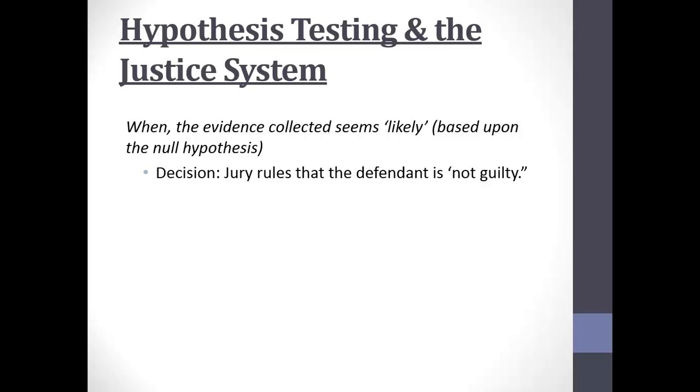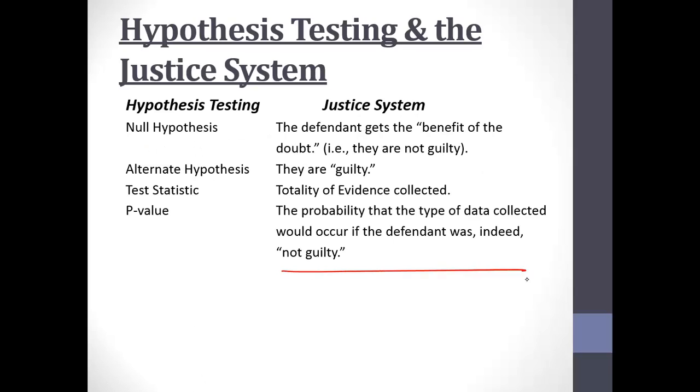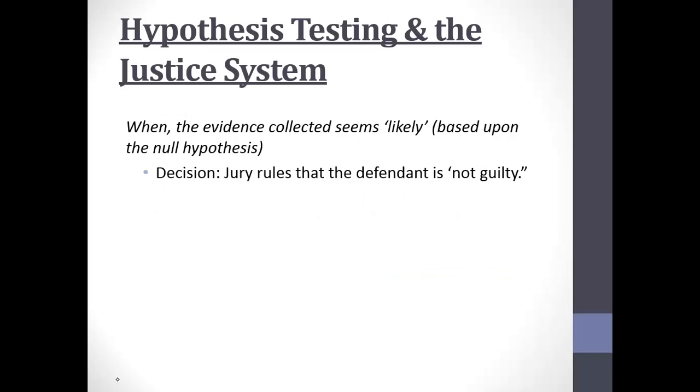So continuing with our analogy here, down here in this last section, thinking about if that evidence is enough to say that they're not guilty. When the evidence collected seems likely, so again, if I have enough evidence to say that this person did not commit the crime, then I would say that they're not guilty. So I would go with the null hypothesis there. This would be like failing to reject the null hypothesis.